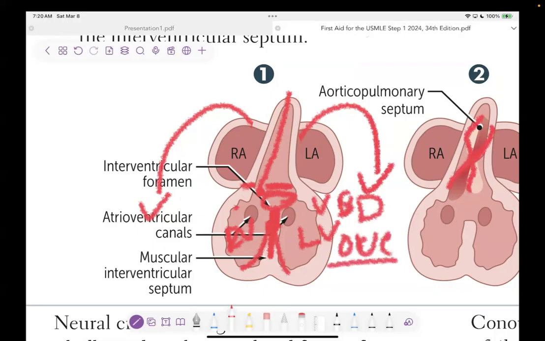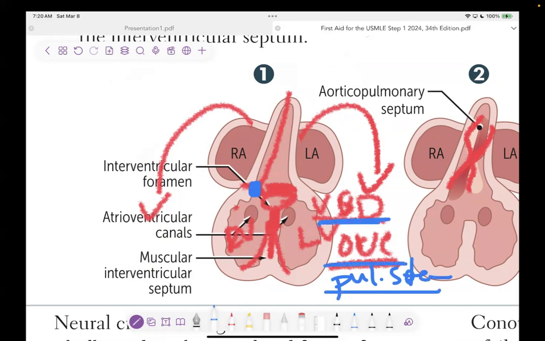Now we know that VSD and overriding of aorta are two signs of tetralogy of Fallot. And whenever we see that aorta is taking a lot of space, this is pulmonary circulation. Pulmonary circulation becomes so narrow. This is called pulmonary stenosis. This is another sign of tetralogy of Fallot.